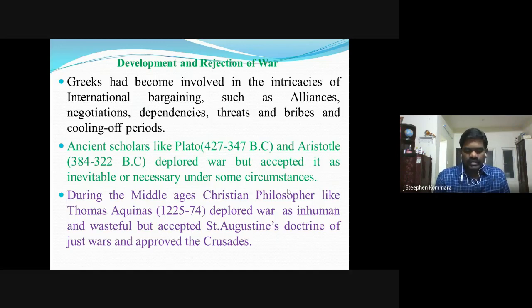Another Dutch scholar, Desiderius Erasmus, the American philosopher William Ellery Channing, and the English publicist Norman Angell clearly expressed their indictment and rejection of war and promoted humanism, pacifism and internationalism. These are the philosophers who promoted humanism and internationalism. We should have humanism, and there is no use in fighting with others; that was their opinion. So this is the development and rejection of war.